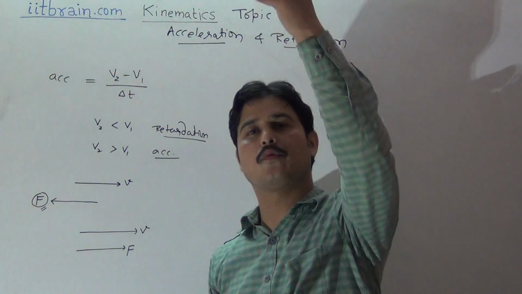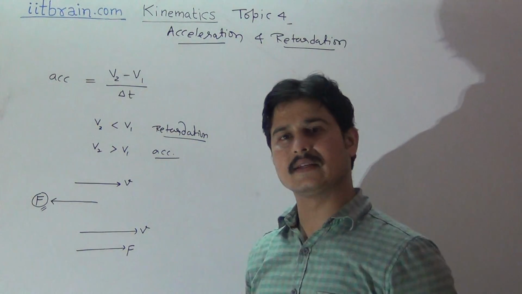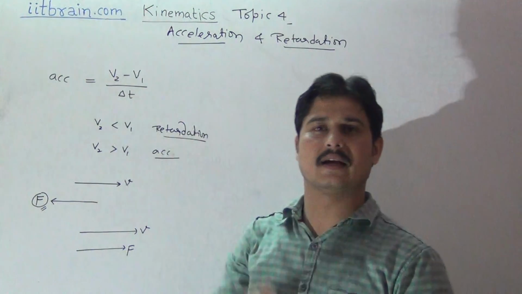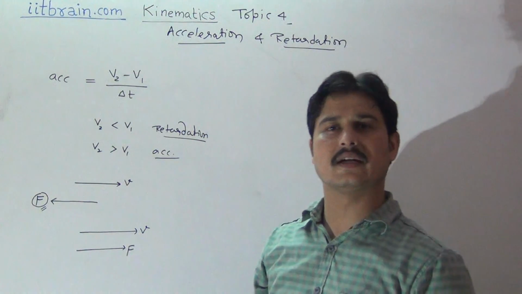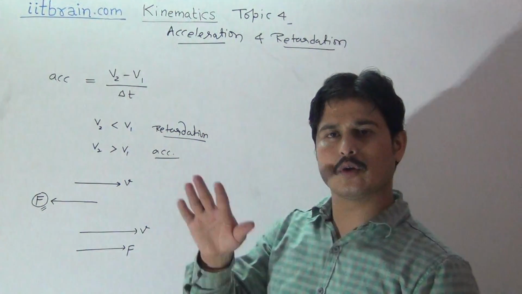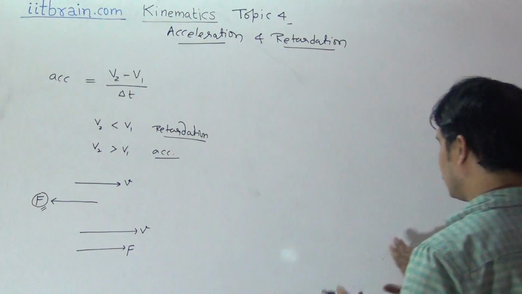Ek idhar aapne upar ko fekha hai, gravity ke against, ye retarding motion ka example hai. But ek pathar kisi tower ke top se niche ko throw kiya ja raha hai, to ye accelerated motion ka example hai. क्योंकि इस example में gravity और velocity दोनों एक दूसरे को support कर रहे हैं. एक बात बिल्कुल ध्यान रखें, it does not depend upon direction.